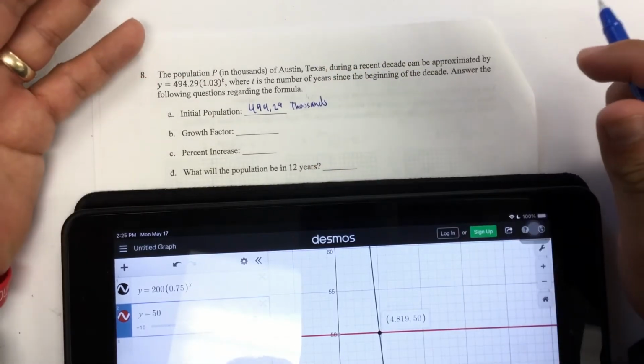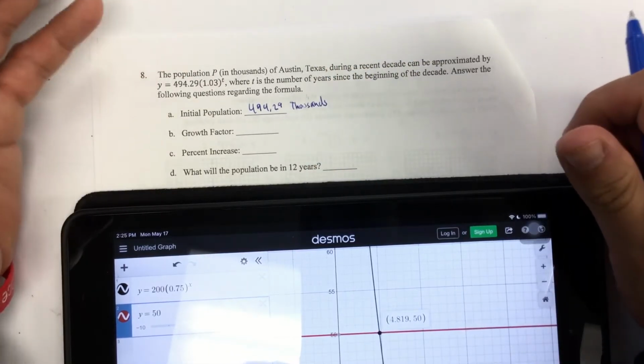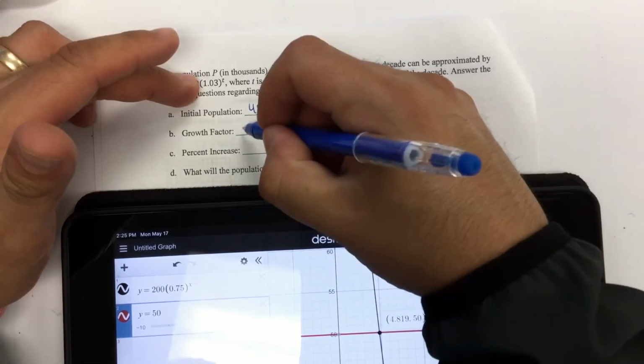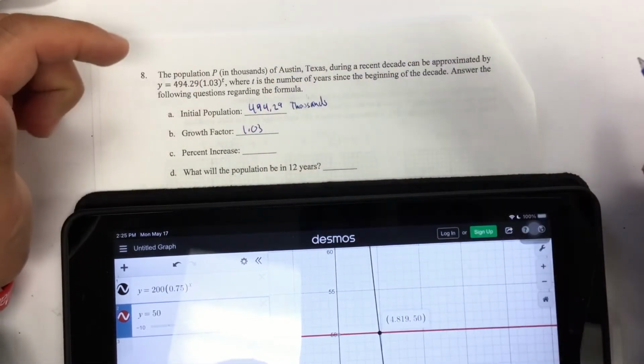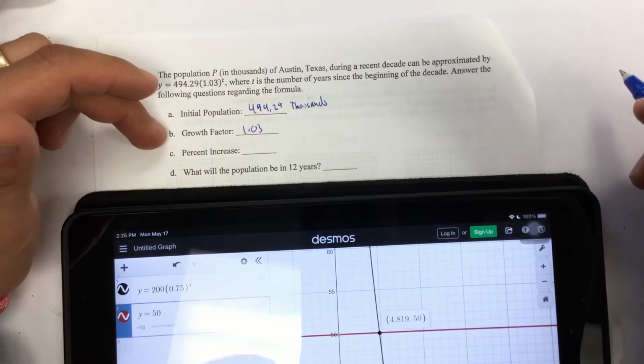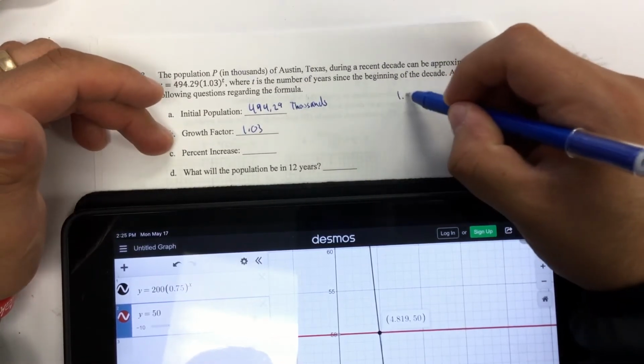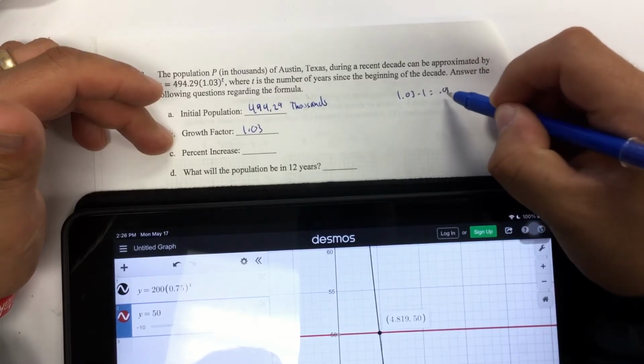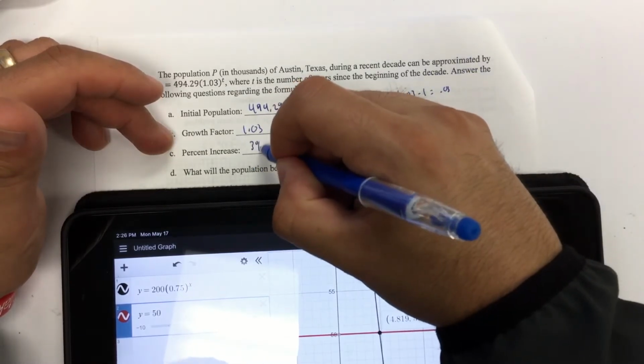So I would say it's 494,290, but we'll just put it like that. My growth factor, 1.03. And this time, what is my percent increase? I'm going to take 1.03, and this time subtract 1 from it, and then we can see it goes up by 0.03, which is 3%.